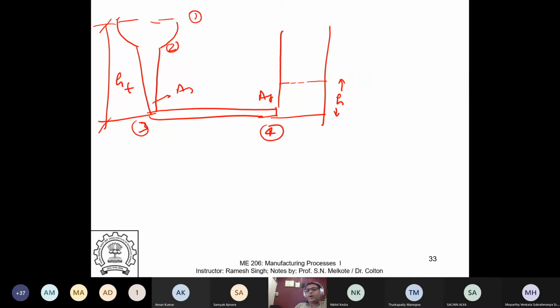So our objective is to find the time required to fill a bottom gated mold.